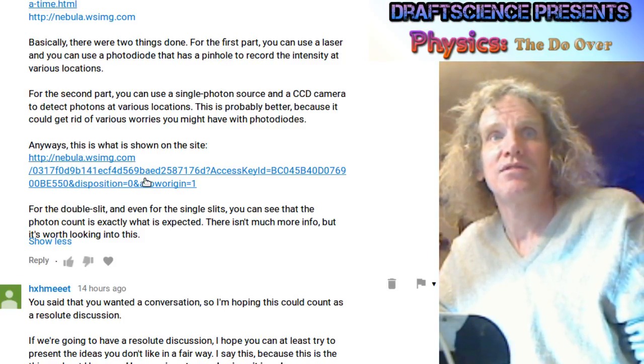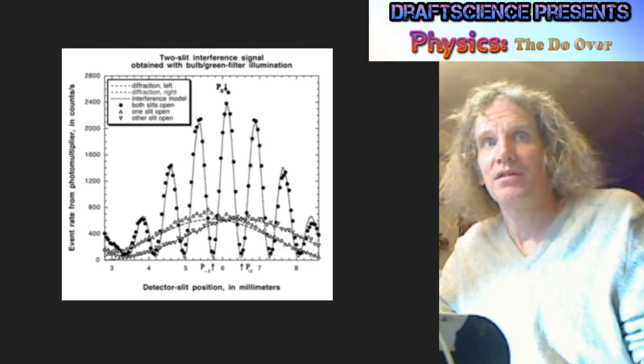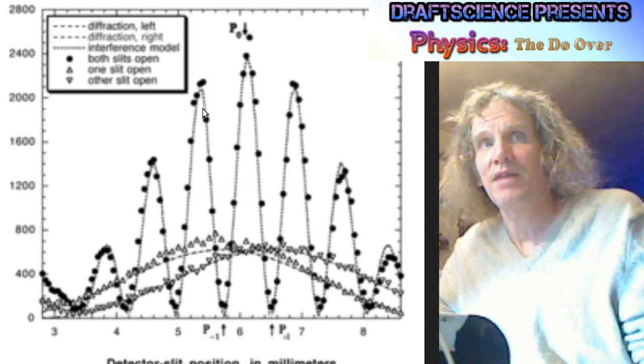Okay. Anyways, this is what's shown on the site. So this, I think, is a pitiful chart. Yeah, there's just no way to read this chart. So he links this. This is what's shown. You can't decipher this at all.